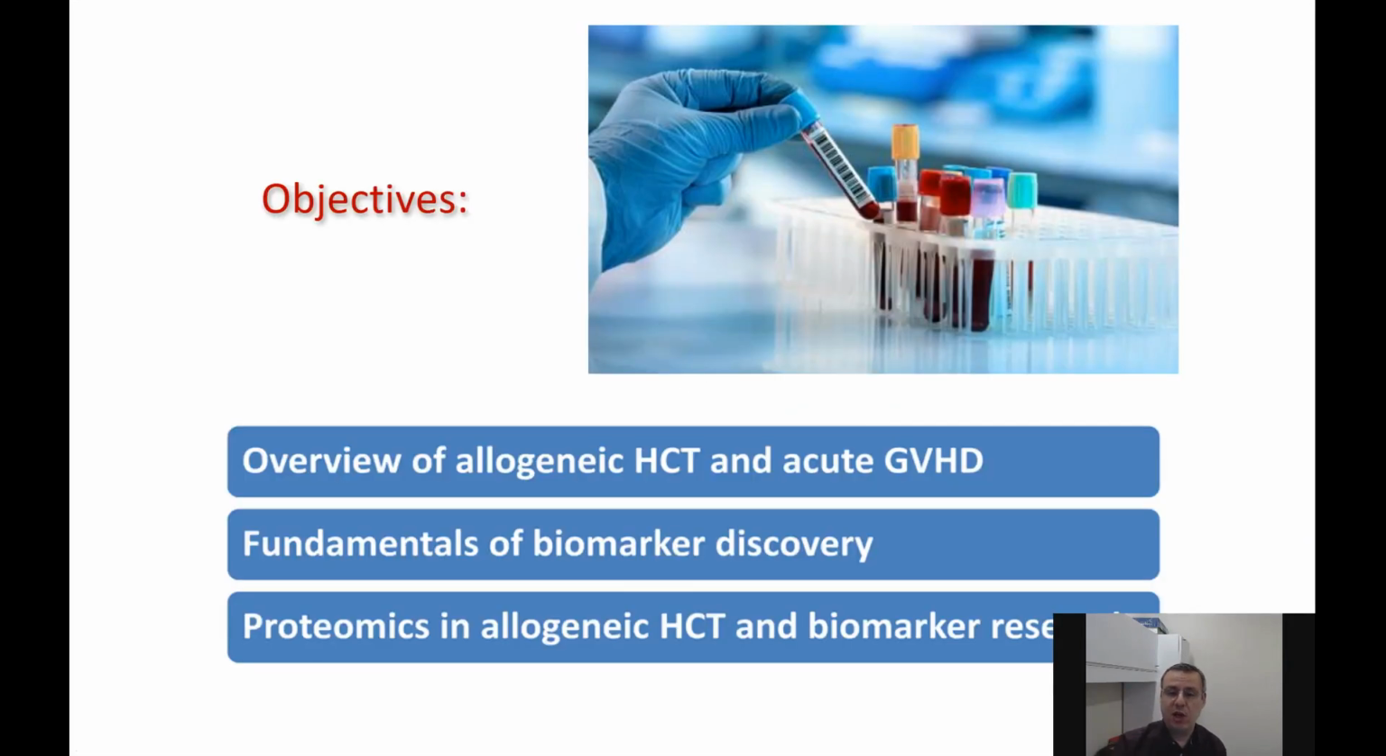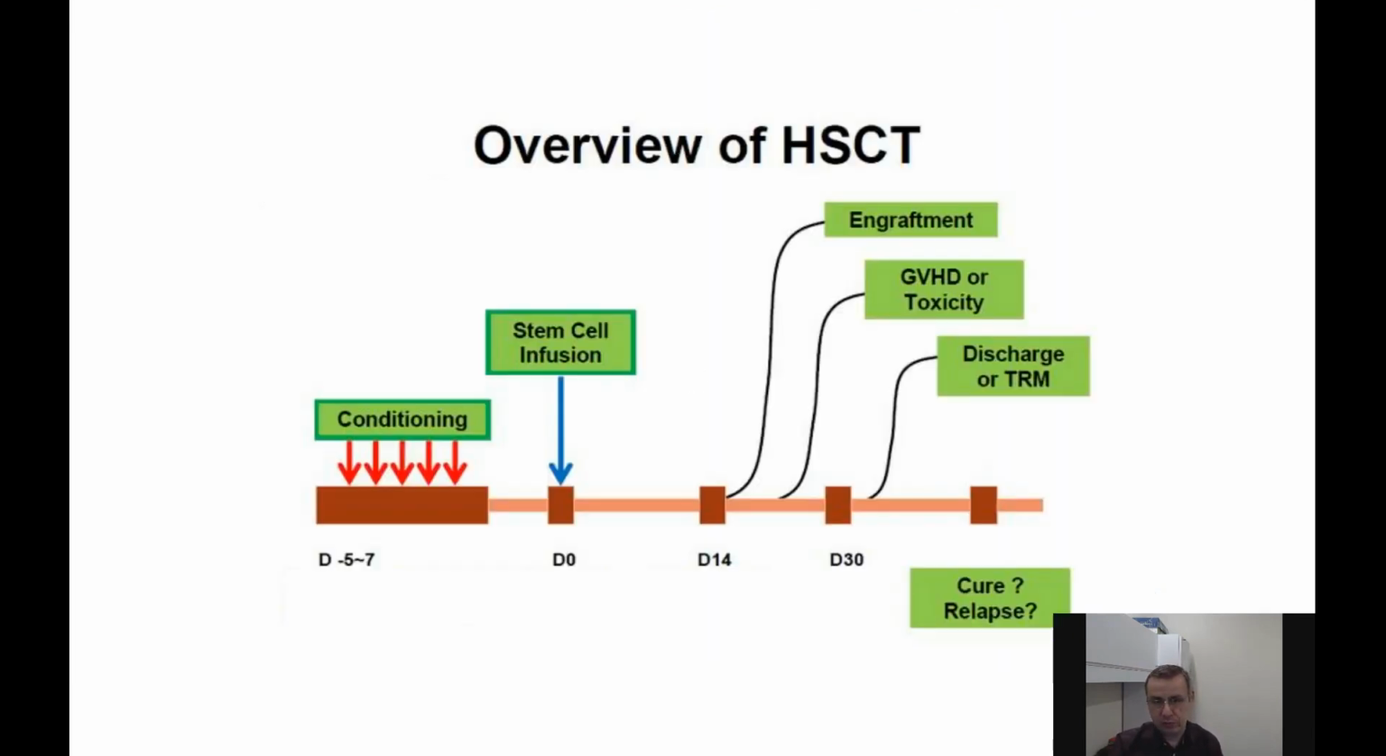During the course of today's talk, we will devote some time to overview what allogeneic stem cell transplant is, as well as one of the major complications of transplant, which is acute graft-versus-host disease. We will also run over a few of the fundamentals of biomarker discovery, and we will look into the use of proteomics in allogeneic transplant and biomarker research, in particular in the context of predicting acute graft-versus-host disease.